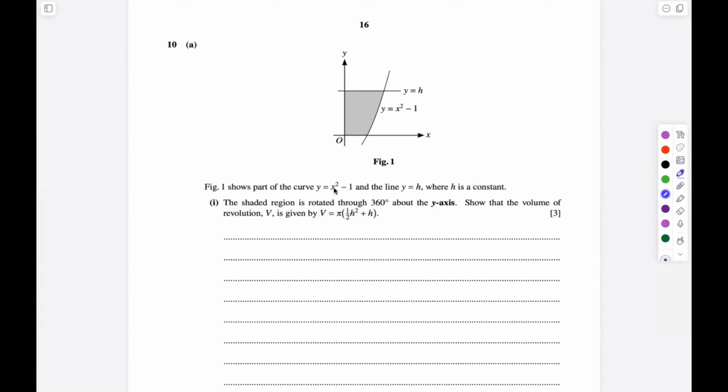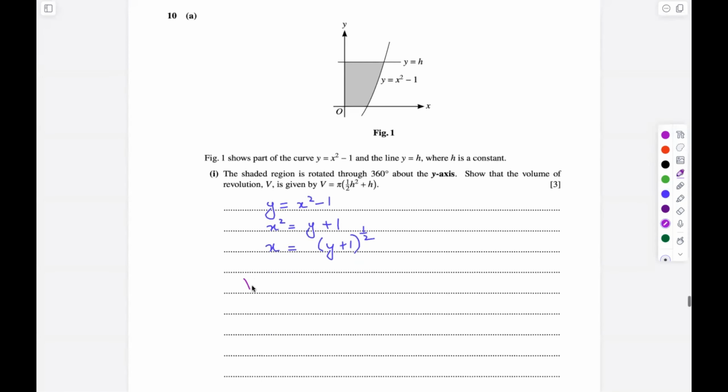Now, when we have to find the volume when the curve is rotated about the y-axis, we have to make sure that x is the subject. So the equation is y equals x squared minus 1. Making x the subject, x squared equals y plus 1, and taking the square root on both sides, x equals (y plus 1) to the power 1 upon 2, or the square root of y plus 1. Now, the formula for volume is pi times the integral of x squared, and the limits will be in terms of y. So the limits we can see are y equals h and y equals 0.